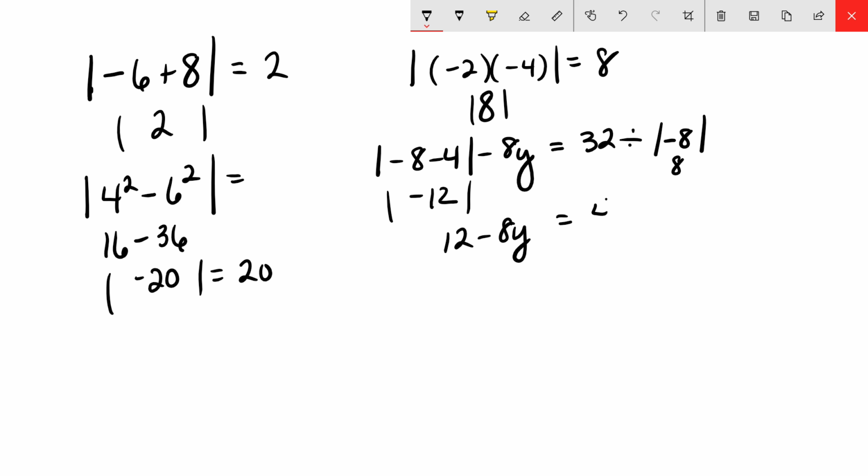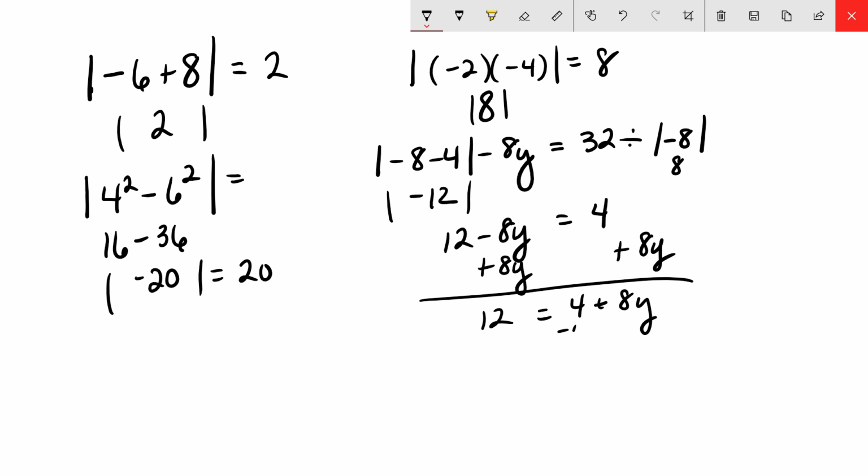So that's going to wind up being just 4. Now I have 12 minus 8y equals 4. I would like my y to be positive, so let's move this 8y over to this side. I'm going to add 8y to both sides. Over here, -8y plus 8y comes to 0, so I have 12 equals 4 plus 8y. Let's move this 4 to the other side. I get 8 equals 8y. Divide both sides by 8, and I get that y equals 1.